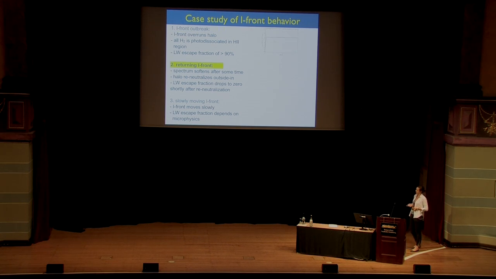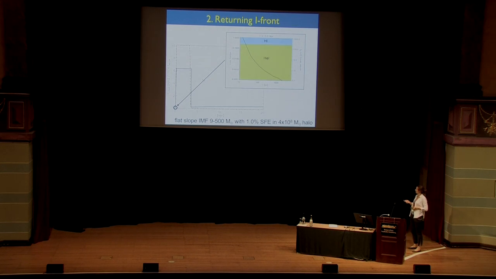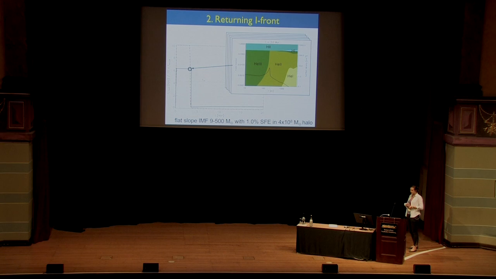As the next case, I would like to discuss what I call the returning ionization front. So here I have another example. I also have the more massive halo. I have a less extreme IMF. And again, here I start with the initial conditions with the neutral halo, and quickly the ionization front is running outside of the halo. But then, since my spectrum weakens, since the first stars start to die and don't contribute to the spectrum anymore, a recombination starts to happen.